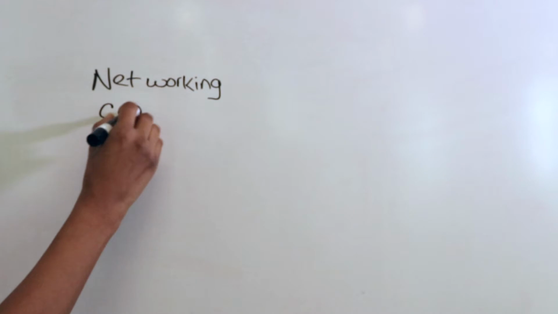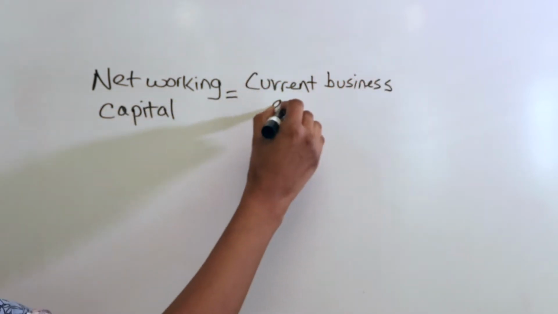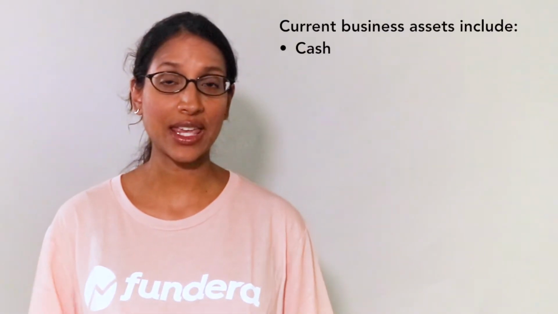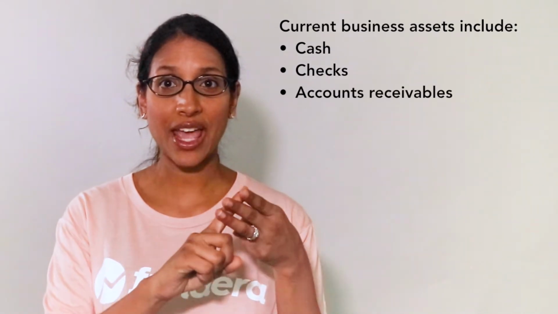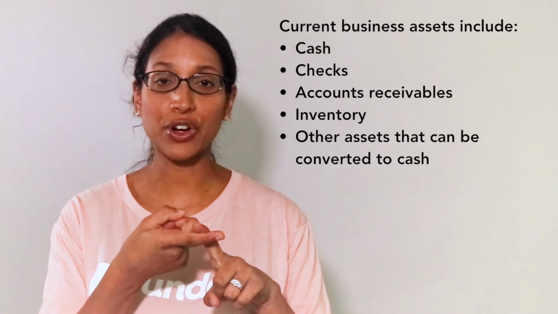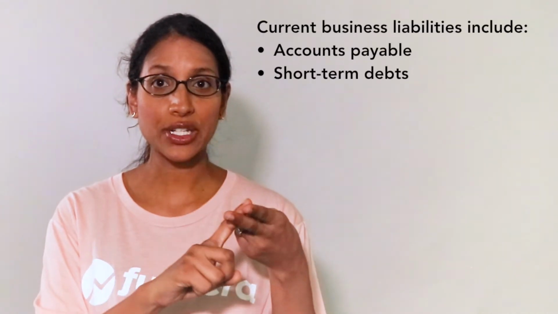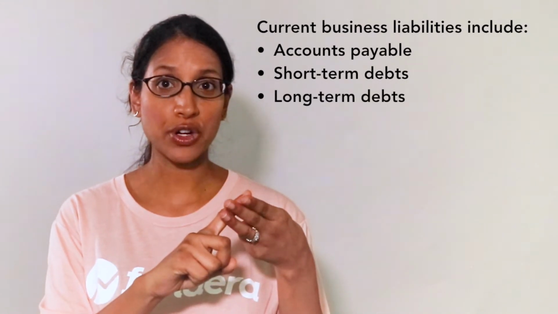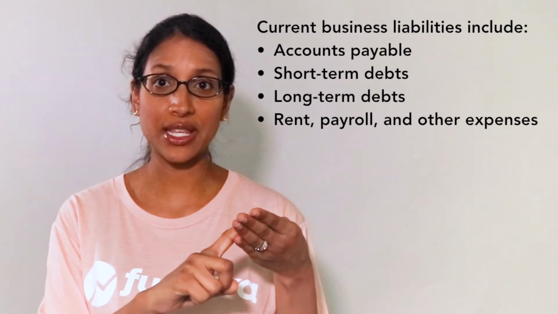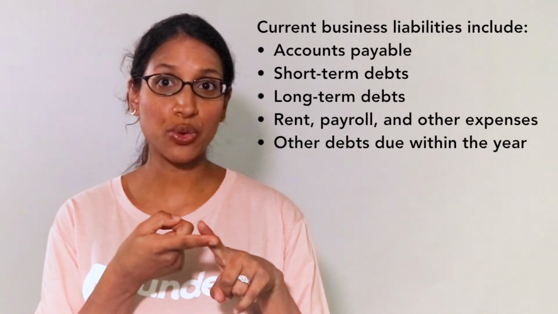Net working capital is equal to your current business assets minus your current business liabilities. Current business assets include things like cash, checks, accounts receivables, inventory, and any other assets that can be converted to cash within 1 year. Current business liabilities include things like accounts payable, short-term debts, this year's portion of long-term debts, rent, payroll, and other expenses due this year, and any other debts that are due within the year.